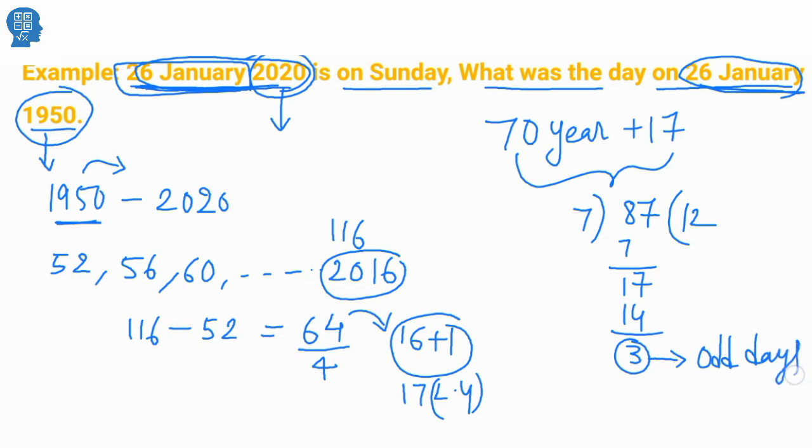To find the required day, we have to see whether they asked about the past or the future. As already discussed, it is asked about the past. So whenever the past is asked, we have to subtract. Sunday is the reference day here. So we have 3 odd days. So minus 3, Sunday minus 3.